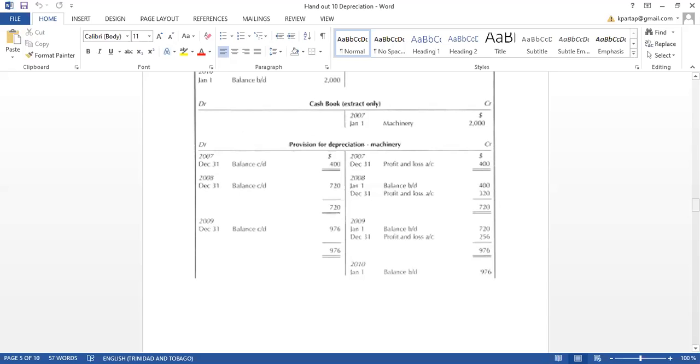Right, so the main thing to remember with the provision for depreciation account, you start off with a credit entry because the debit is done in the profit and loss account. The only account that is really being affected here is your profit and loss account. So the only details you should have is your profit and loss account. Other than that, the other entries are just the balancing entries, which is the balance carried down, balance brought forward.